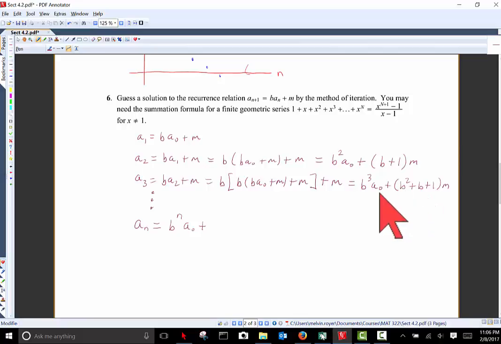How far up do I go? When it's the second term, I go up to b to the first power. When it's the third term, I go up to b to the second power, and so on. So when it is the nth term, I go up to the n minus first power.